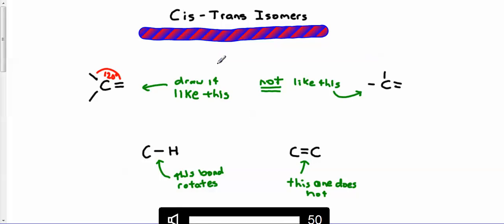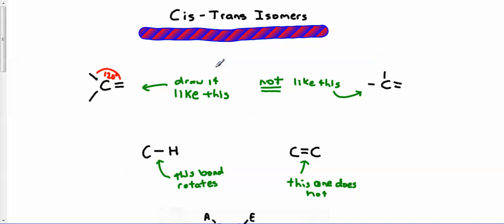All right, let's talk about cis-trans isomers. These are isomers that have a C double bond C in them somewhere. And if you have a C that's making a double bond, it's also going to be making two single bonds. VSEPR tells me that they're going to be 120 degrees apart, and I should draw it like this. Please do not draw them 90 degrees from each other like here. Draw them 120. That's the proper way to do it.